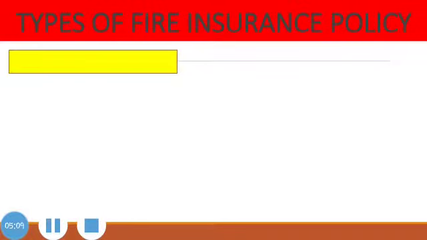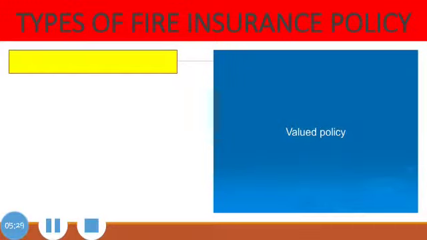Now let's move towards types of fire insurance policy. Fire insurance policy protects against the risk of fire, such as loss due to fire, lightning, and explosion. Amount of premium depends on subject matter, place of storage, and extent of risk involved. Let's study types of fire insurance.